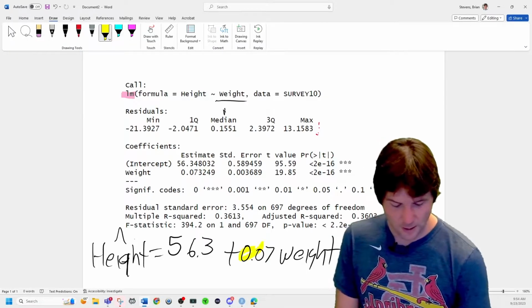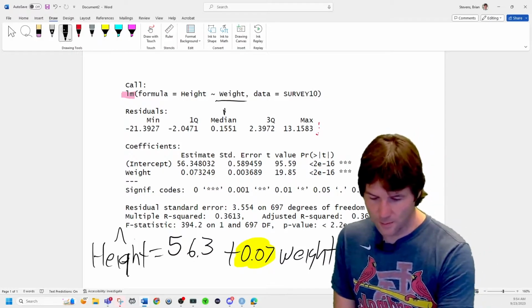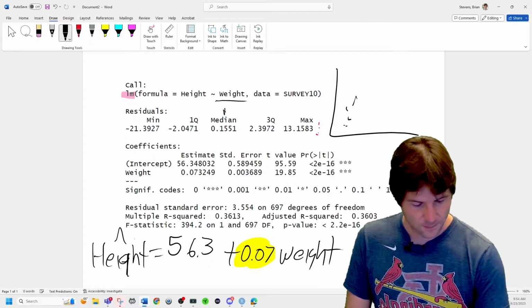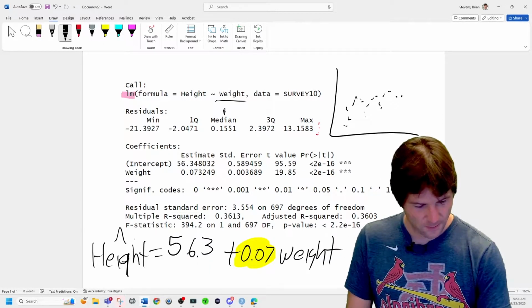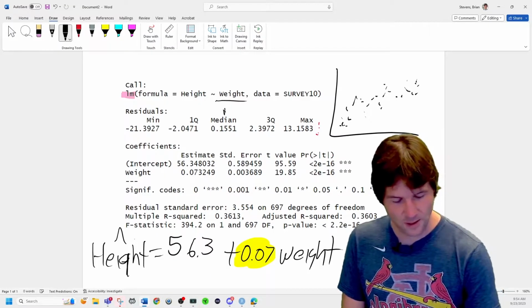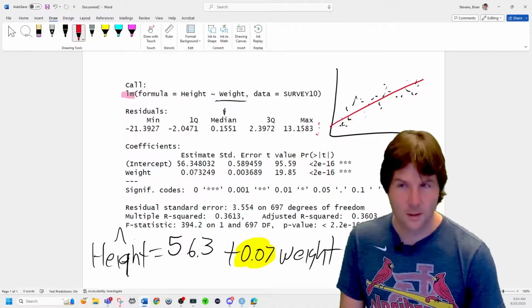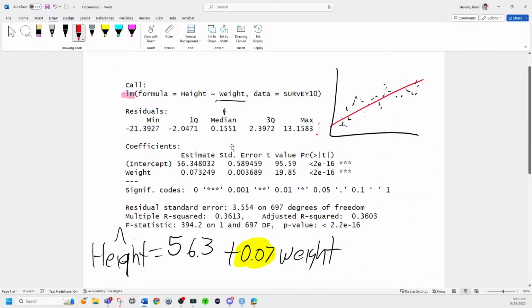The slope is going to be this. So remember, our graphic was decently linear. It looked something like this, a little bit of linearity to it. And there's the line. So two individuals that differ in their weight by 1 pound are expected to differ in their height by 0.07 inches, where the individual who is heavier is expected to be taller.